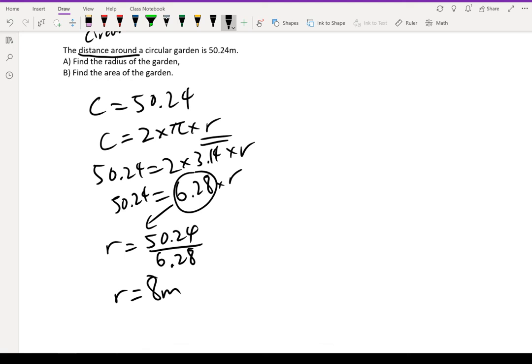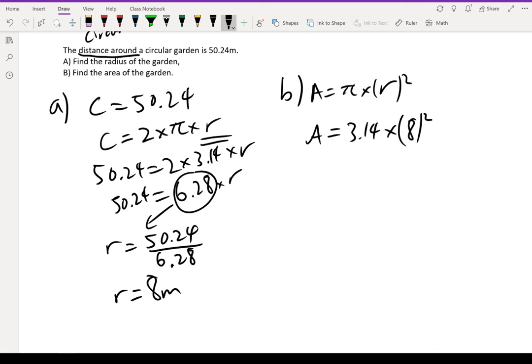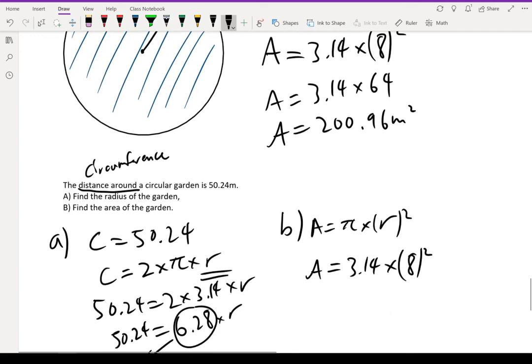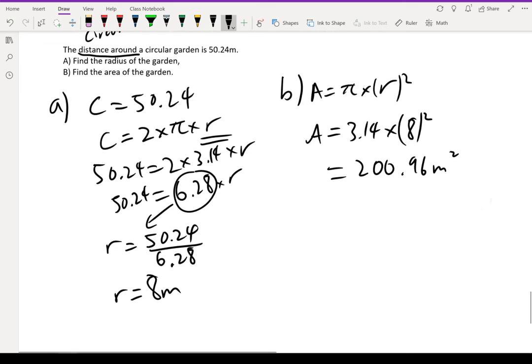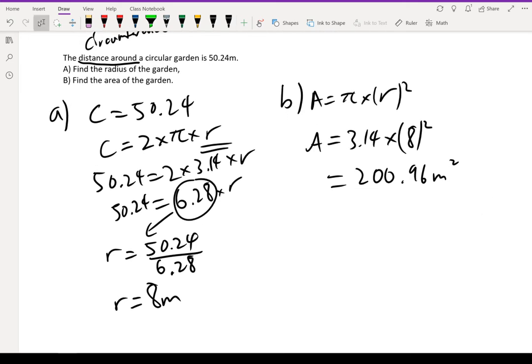And this is part A. Then we need to do part B, find the area of the garden. The area will be area is equal to pi times radius squared. And so once we put that in, area is equal to 3.14 times 8 squared. Then this is actually the same as before. So that is just 200.96 meters squared. Okay, so that is it for the review.